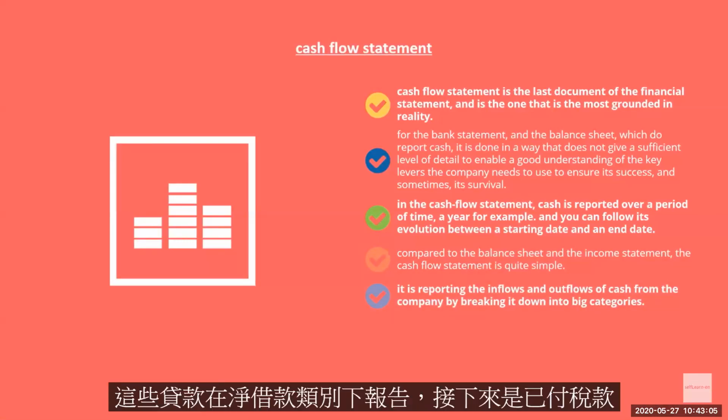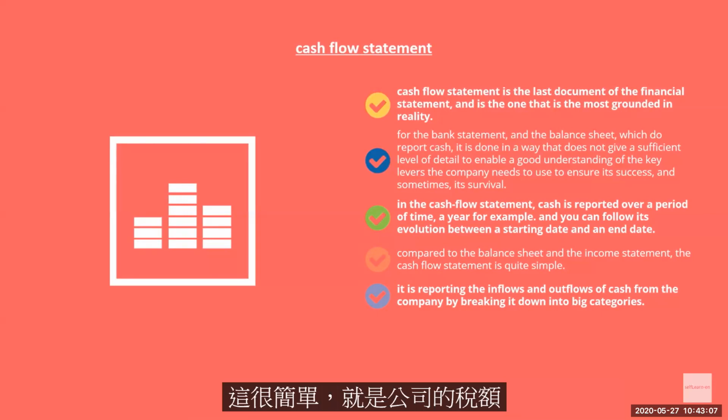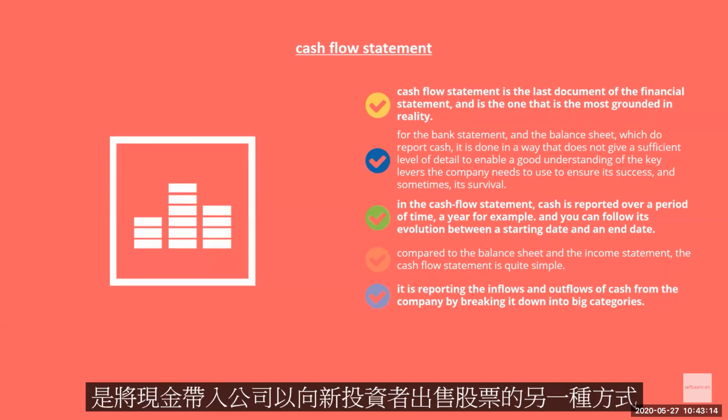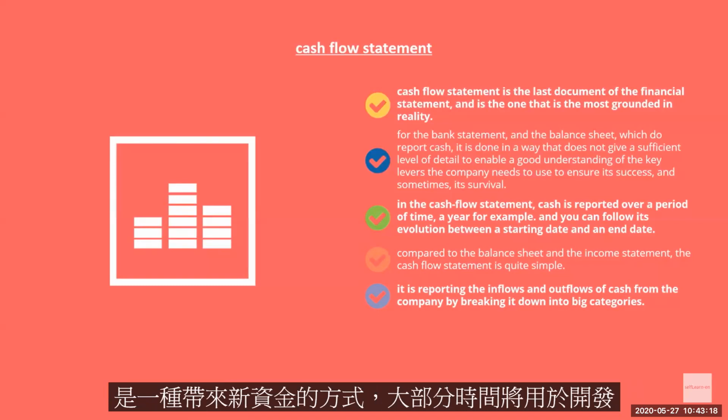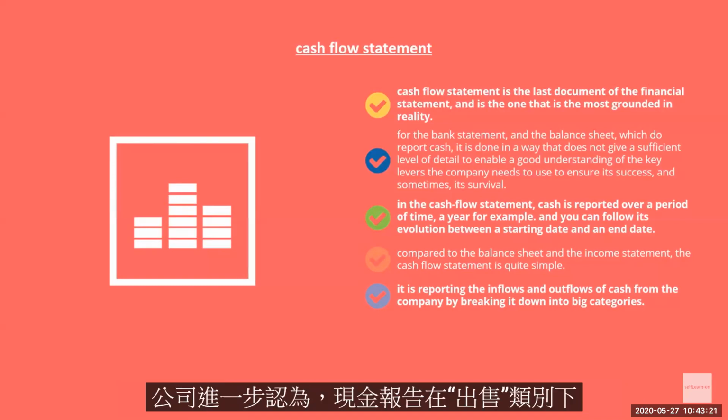Next is taxes paid. This one is very straightforward. It is the amount of taxes that the company paid. The last element is sale of stock. This is another means to bring cash into the company. Selling stock to new investors is a way to bring new funds which most of the time will be used to develop the company further. That cash is reported under the sale of stock category.